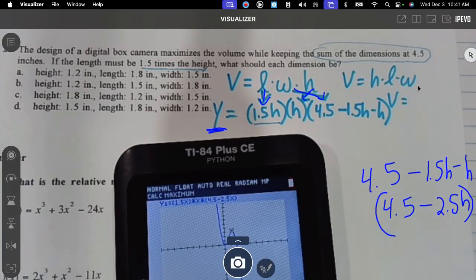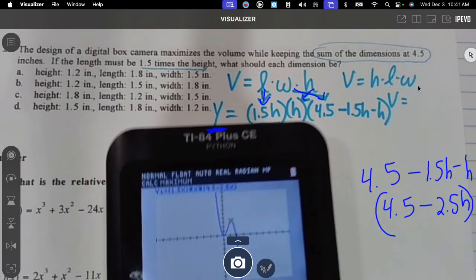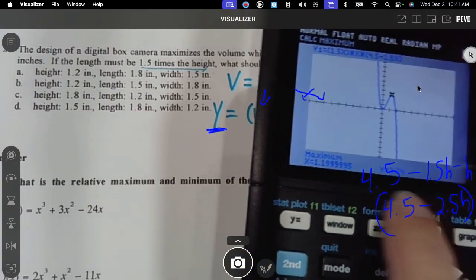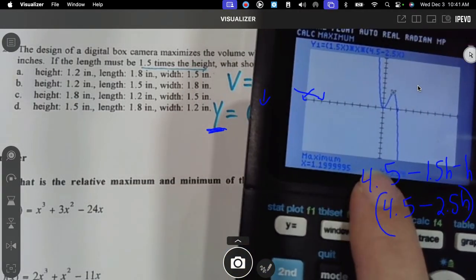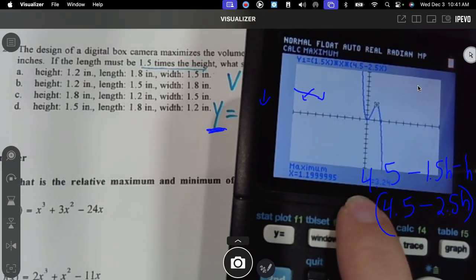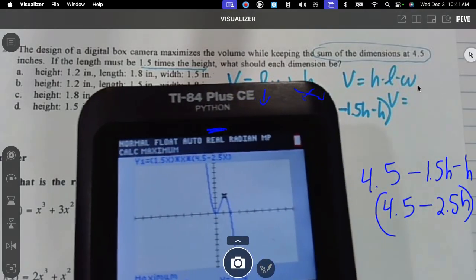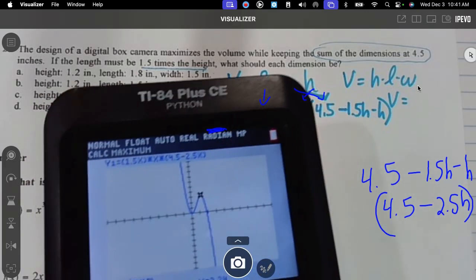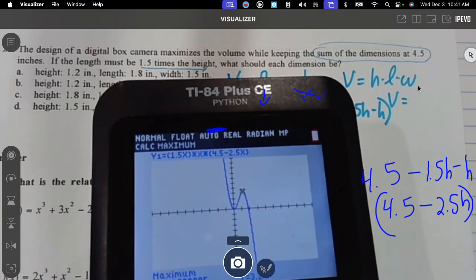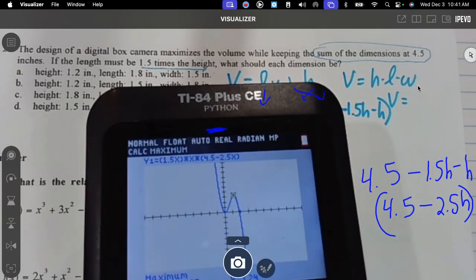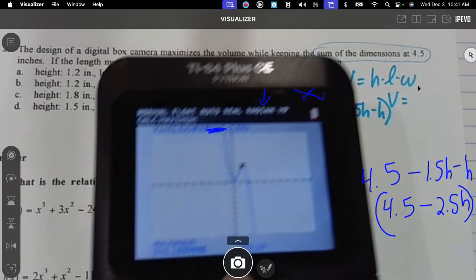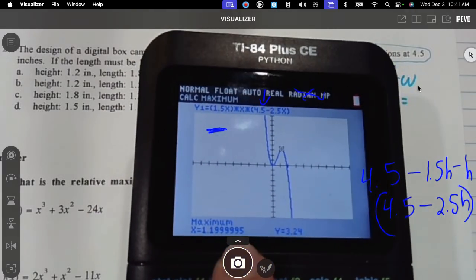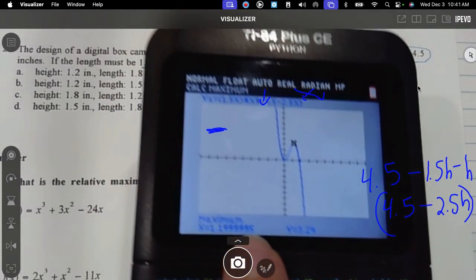I don't have one like this in the test, right? Probably not. If the length, what should each dimension be? So, actually there it is. I'm supposed to use this. I guess on this one it wants me, at the max, I think it wants the x value because it wants the inches, okay? So that's why we're going to use the 1.2. Well, that's my h.